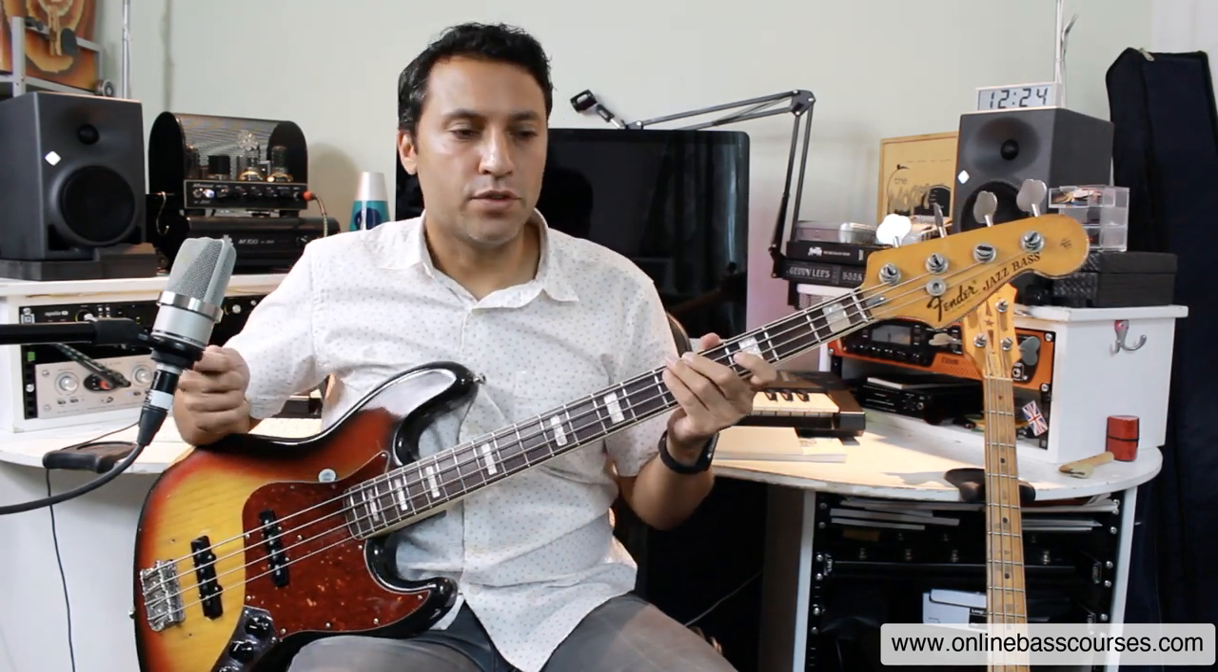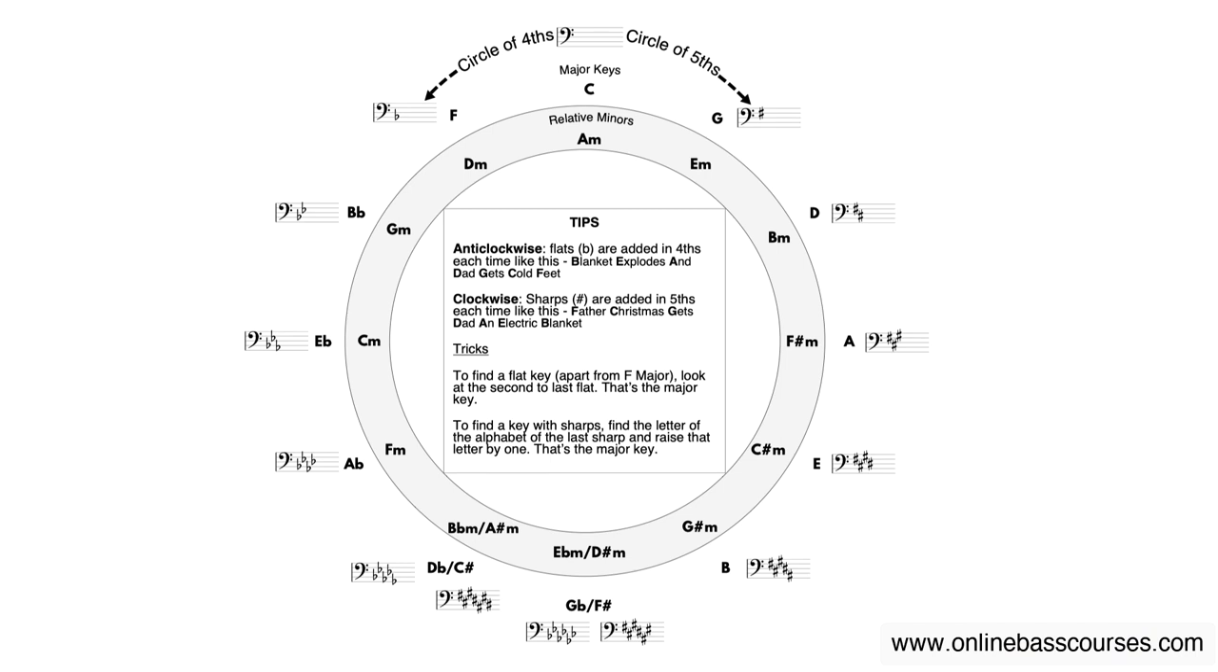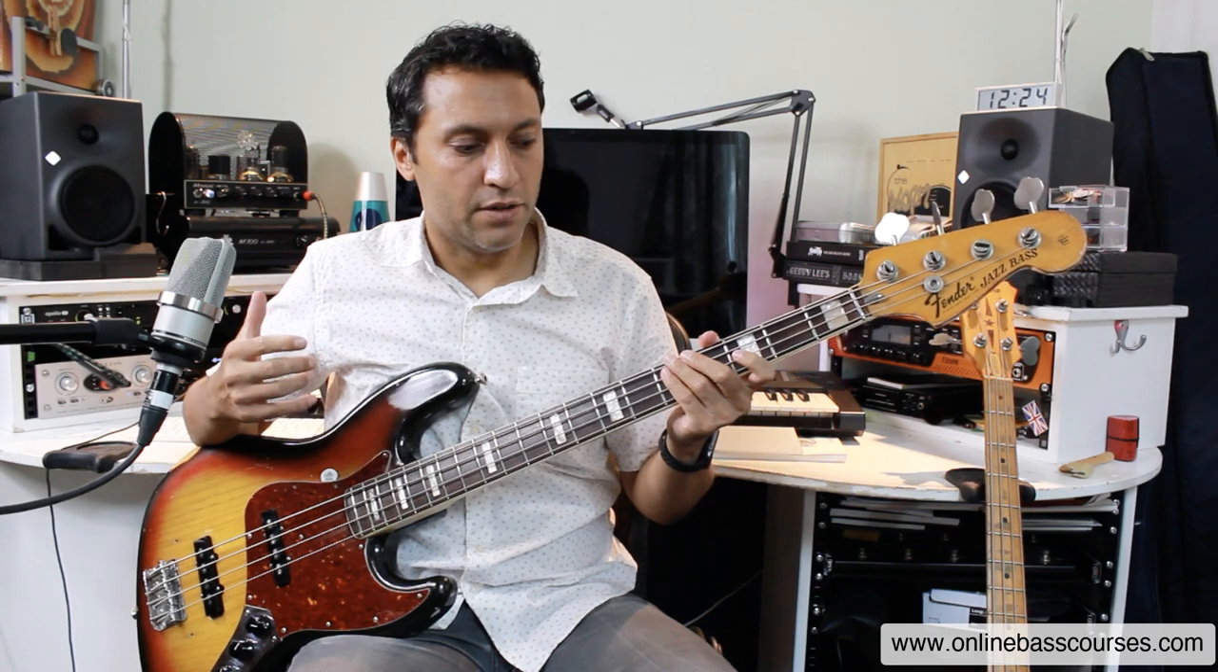So once you know a 2-5-1 in one key, and you're able to move it around in different keys, it starts to unlock a lot more jazz tunes. So learn your circle of fifths and fourths. And just learn your keys.